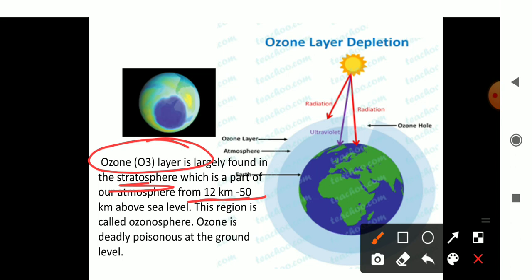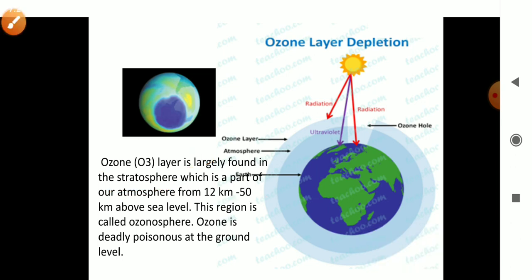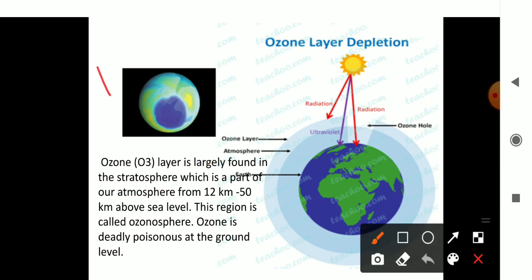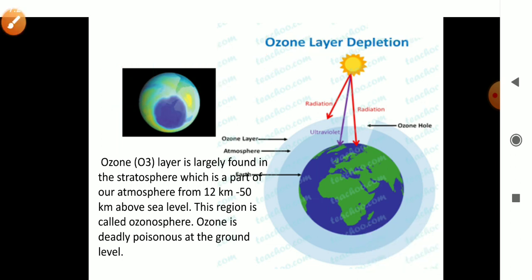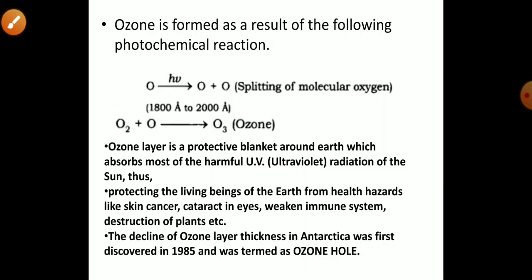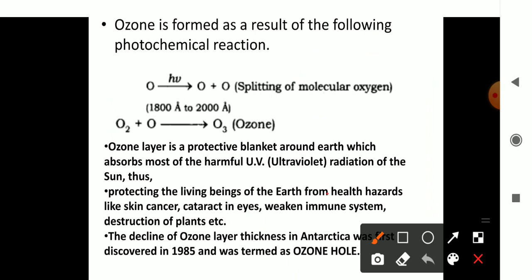And this ozonosphere protects all the life forms existing on earth from the harmful effects of UV radiation, ultraviolet radiation. You have learned in class 9 that exposure to ultraviolet radiation results in many health hazards like skin cancer and cataract. It weakens the immune system, it causes destruction of plants, and even plastics get destroyed because of exposure to ultraviolet radiation. So ozone is protecting us from the harmful ultraviolet radiation.